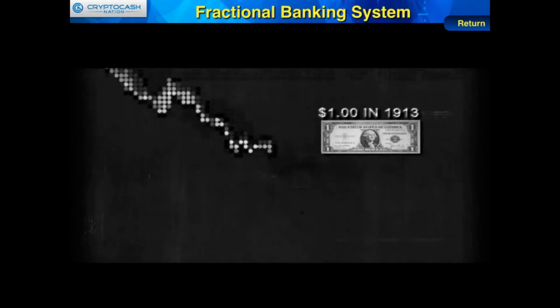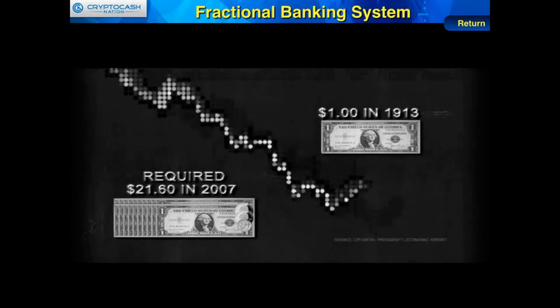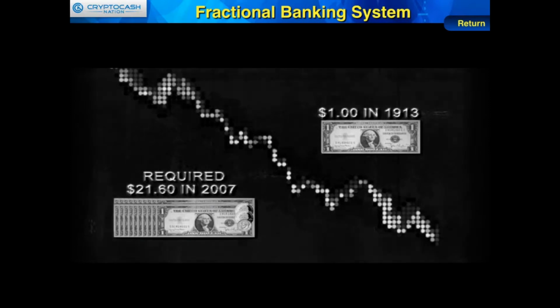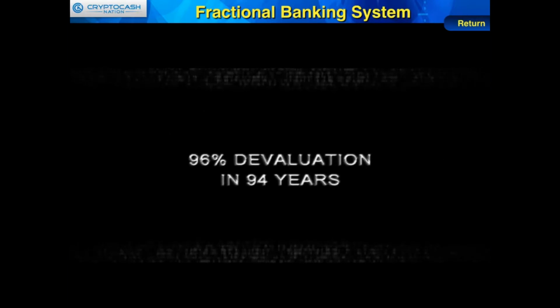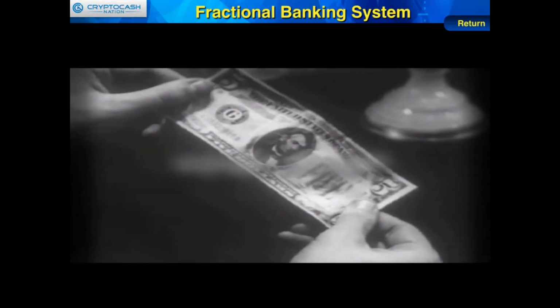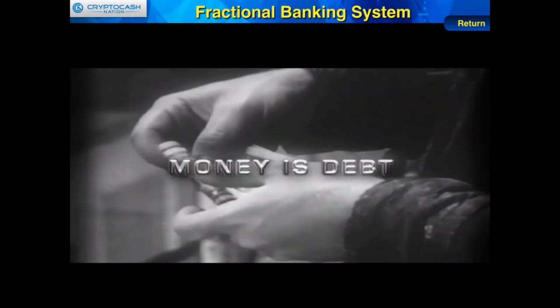$1 in 1913 required $21.60 in 2007 to match value. That is a 96% devaluation since the Federal Reserve came into existence. Now, if this reality of inherent and perpetual inflation seems absurd and economically self-defeating, hold that thought, for absurdity is an understatement in regard to how our financial system really operates. For in our financial system, money is debt, and debt is money.